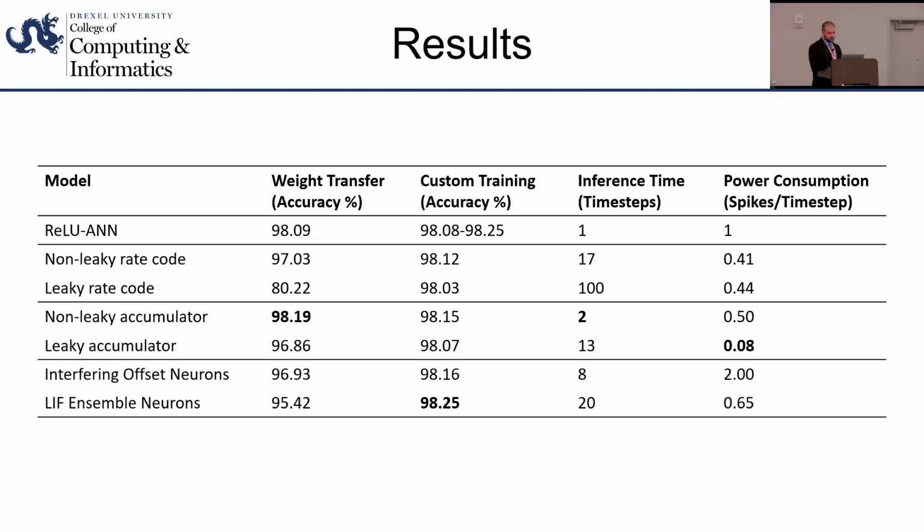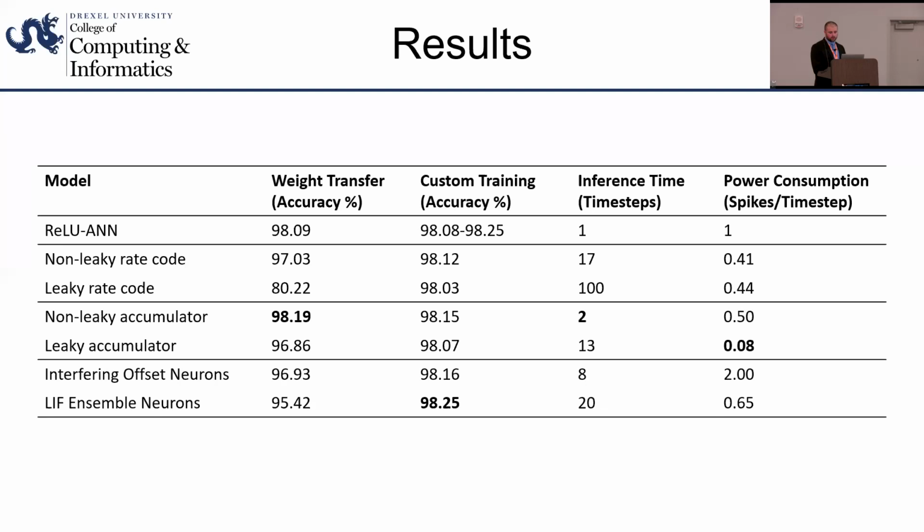Running the rate codes for 100 time steps, the leaky rate code still showed a significant decrease in performance compared to the ANN, but the non-leaky rate code was able to get very close performance. The ensemble models were also able to give fairly good performance compared to the ANN when just transferring the weights. And then for custom training, the range shown for the ReLU ANN is the different accuracies when running 10 different iterations of training with different random seeds, just to give us a range for stochasticity. And all the SNN models trained with their own gradients were able to get essentially the same accuracy as the ANN.